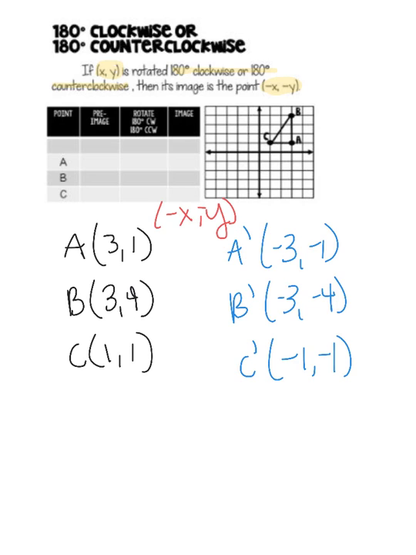Now let's plot these. (Negative 3, negative 1), (negative 3, negative 4), and (negative 1, negative 1). So A prime, B prime, C prime, and we connect, and there's our triangle. There's our image.